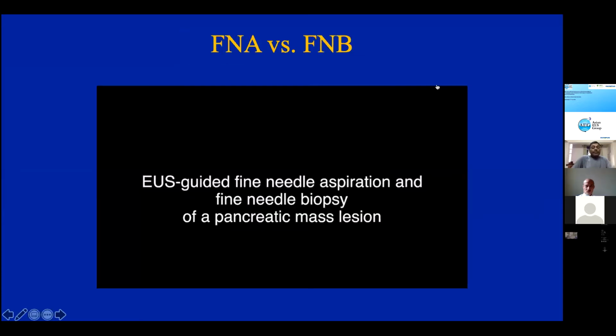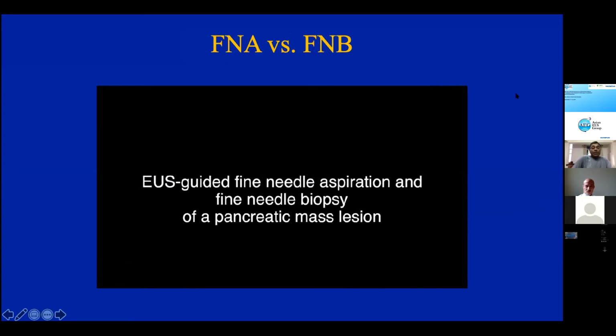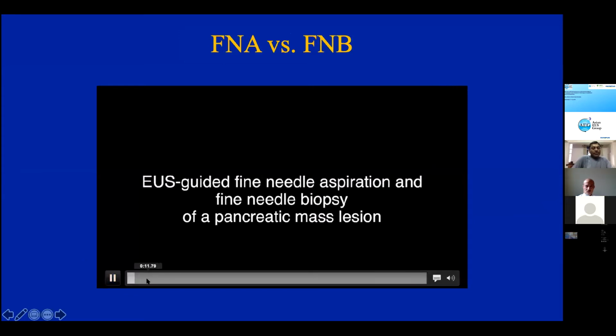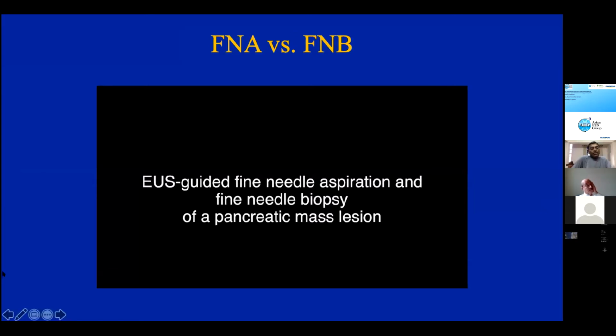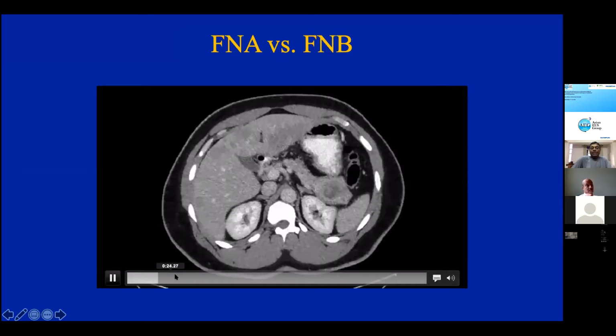So this is going to be the difference between a FNA needle and a FNB needle. So I'm going to show you a simple video that shows the differences. This is a patient who presents with a pancreatic mass lesion in whom both procedures were being performed. So we will start first with the FNA. This is a patient with a pancreatic tail mass that you can see there.